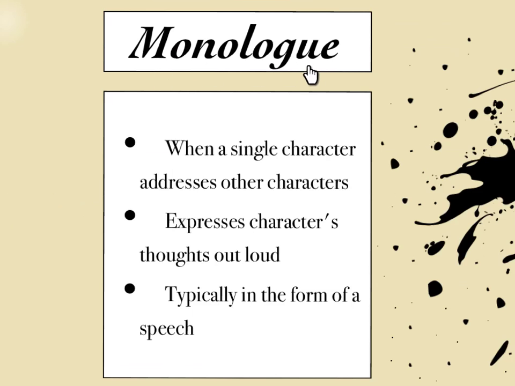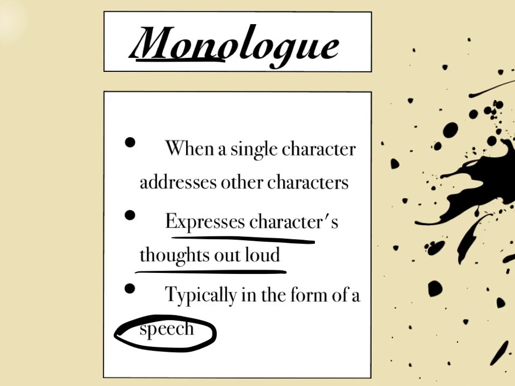Moving right along to the monologue. Now, a monologue is typically when a single character, thus the mono in monologue, addresses other characters, and typically they're expressing the thoughts of the character out loud. And you'll typically find these in the form of a speech. The single character may be addressing the audience, although that's something a little different, something that we would call a soliloquy, but this is not the same. Monologues and soliloquies are quite different from each other, so take note of that.